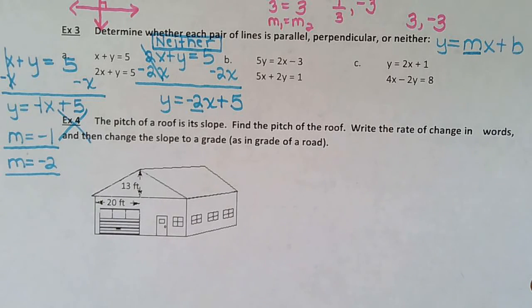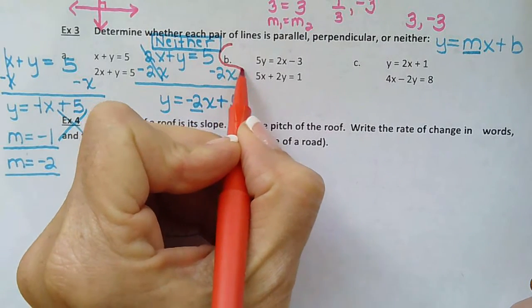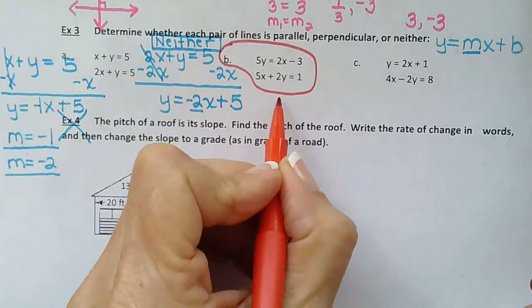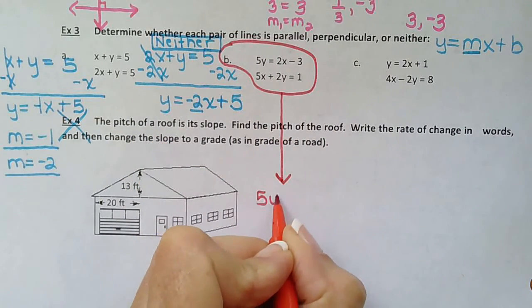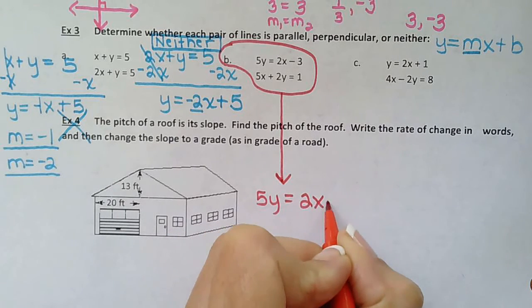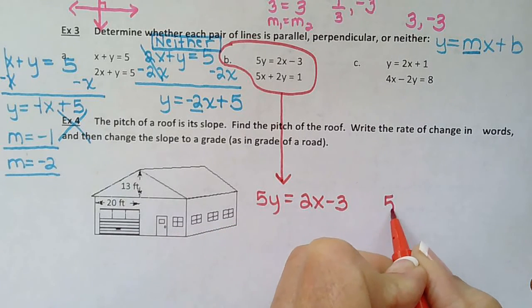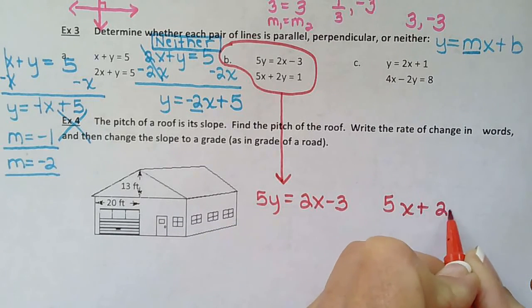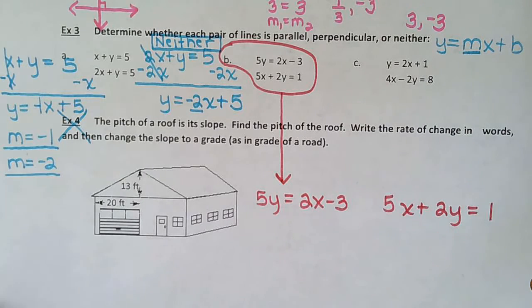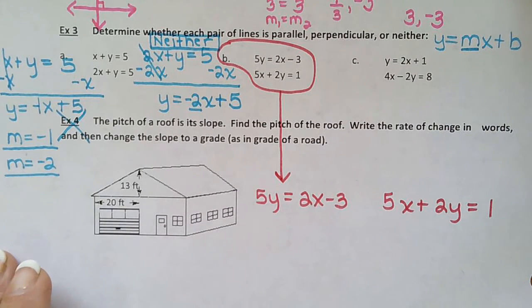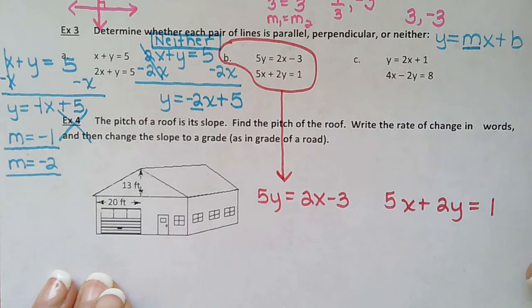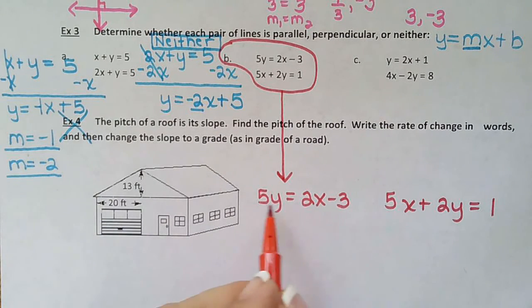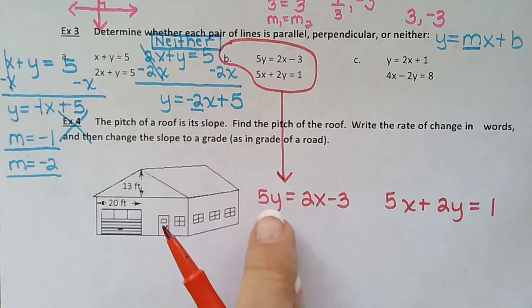Okay, so this next one, let's go ahead and move it down here since we're kind of running short on room. So we have 5y equals 2x minus 3, and we have 5x plus 2y equals 1. So same exact thing. We can't tell anything until we get the equation in y equals mx plus b form, which means solve for y. This one's close. Y's almost alone.